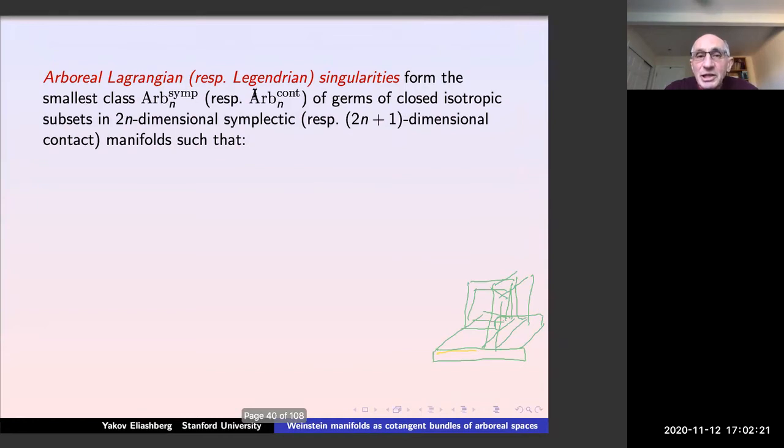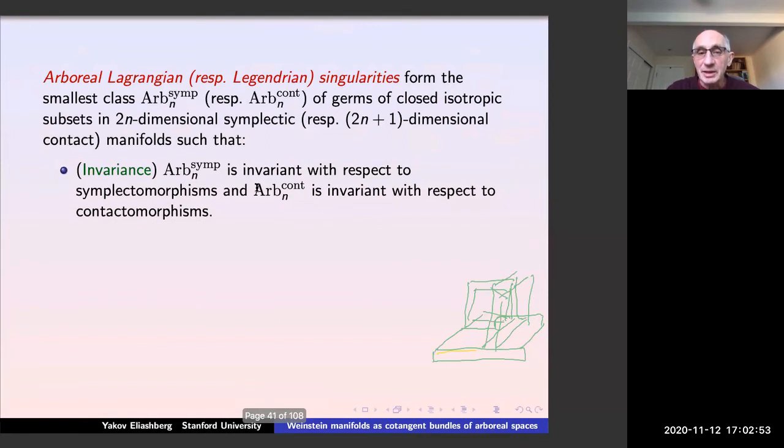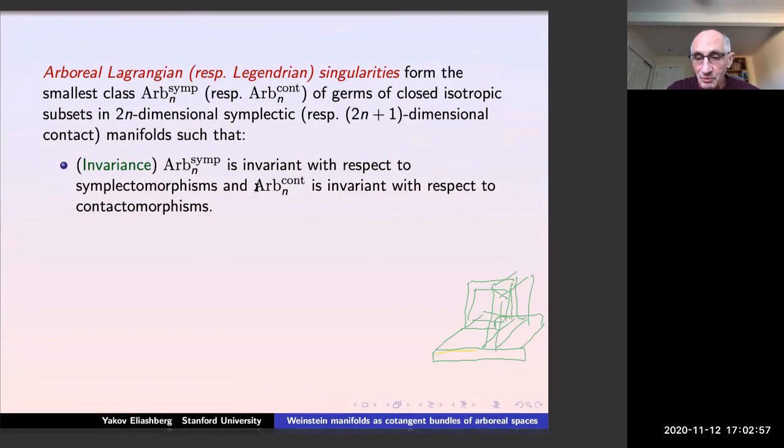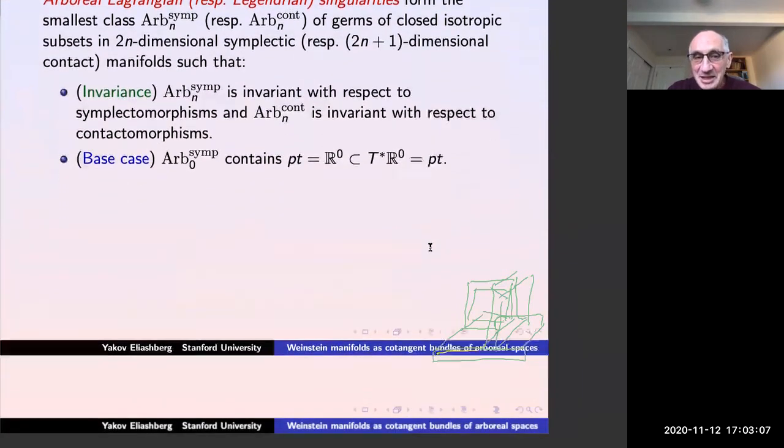So I'm not defining arboreal spaces, I'm defining just arboreal Lagrangian or Legendrian singularities. This is the smallest class, and this is the definition: the smallest class of germs of closed isotropic subsets in a 2n-dimensional symplectic manifold or a 2n+1 dimensional contact manifold which satisfy the following axioms. First, it's invariant under symplectomorphism or contactomorphism. Second, there is a base case: a point in zero-dimensional space is arboreal.